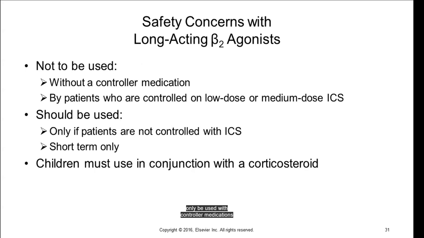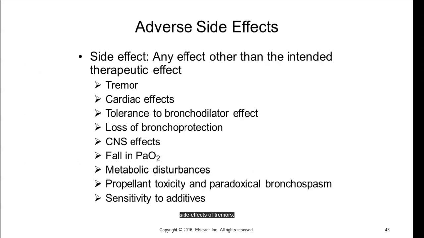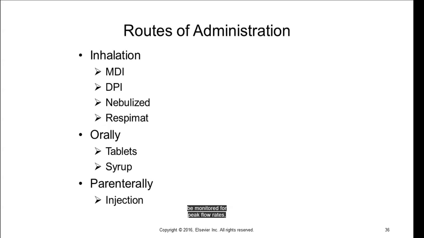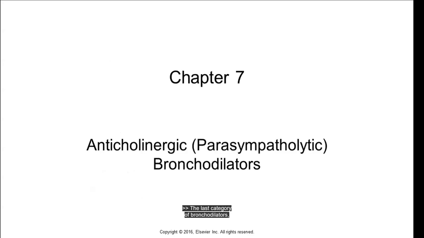LABA should only be used with controller medications such as a corticosteroid and only by patients who are not controlled by a corticosteroid. Since patients may have the side effects of tremors, increased heart rate, CNS effects, fall in PaO2, reactions to the propellants or additives, and sometimes a tolerance to bronchodilation, known as downregulation, patients should be monitored for peak flow rates, heart rate increases of 20% or more, monitoring of ABGs, glucose and potassium, and correct use of delivery devices.